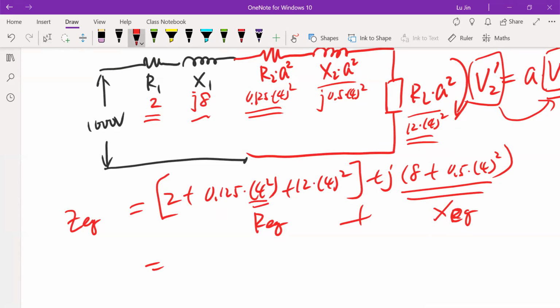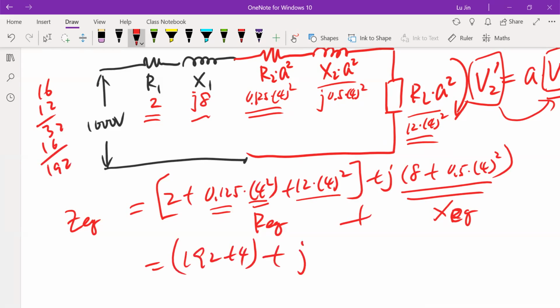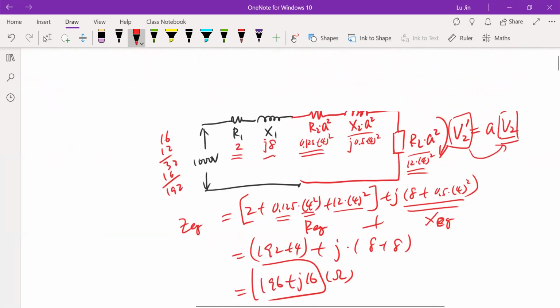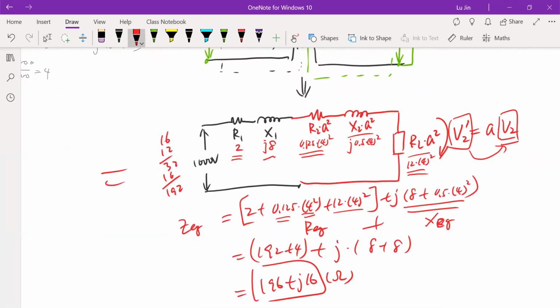This is 16. Multiply this one, it gives you 2. 2 plus 2 is 4. 4 plus 12 by 4 squared, 192. So that means 192 plus 4 plus J multiplied by 8 plus 16 divided by 2 is 8. So that gives you 196 plus J16 ohms. Okay, this number is the total impedance of all the elements in this equivalent circuit.